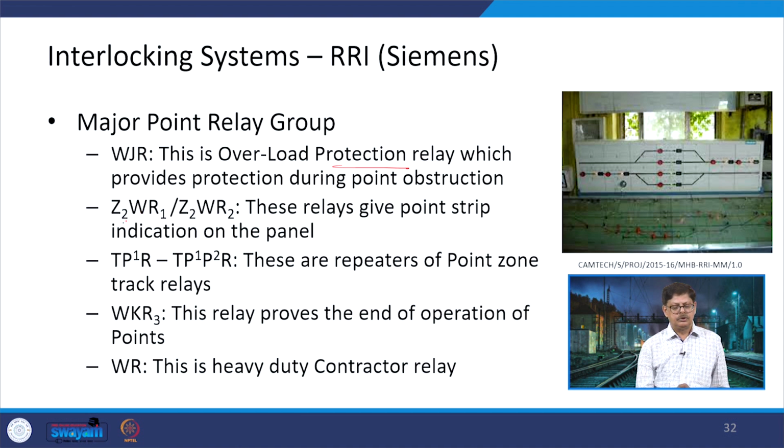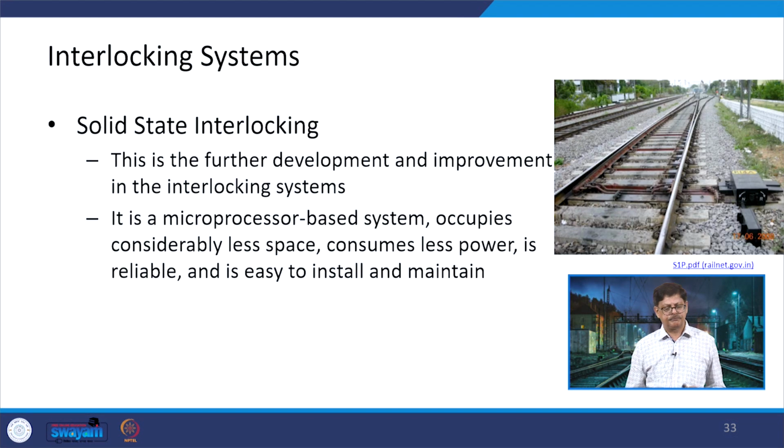Then ZWR with the 2-1 and 2-2 conditions, these are the relays which give point strip indication on the panel. So, you will get continuously points which are being set. Then TP1R, TP1, P2R, these are related with the repeating of the point zone track relays. WKR3, this relay proves the end of operation of the points. WR is a heavy duty contactor relay. So, different type of relay systems are available, they are being coded and accordingly they are operated.